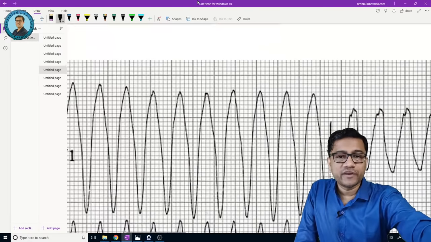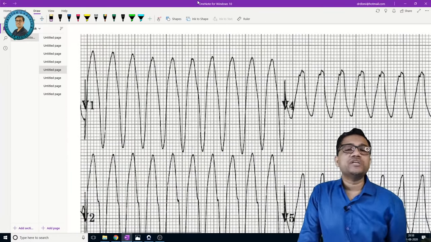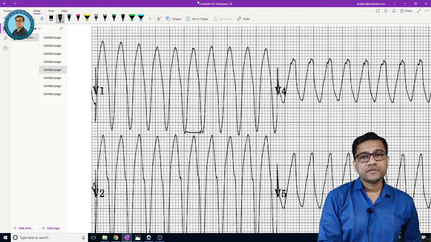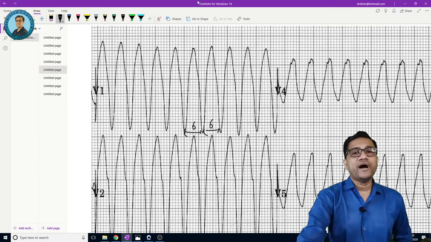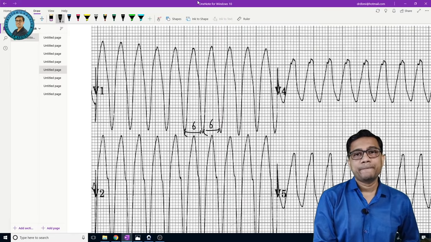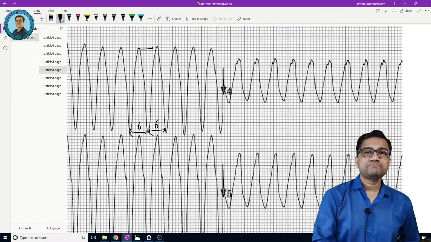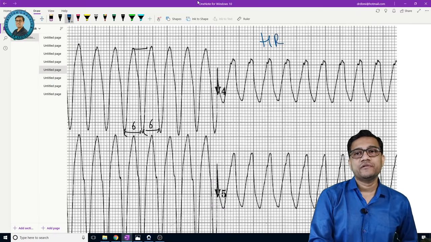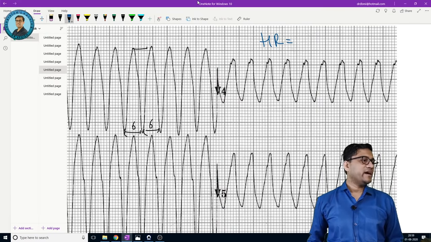Look at this one again. Yes, this is called concordance. It is called what? Again, can you see how many boxes? 6 boxes. Can you see 6 boxes? That means wide QRS. What is the rate? Can you calculate the rate? What is the heart rate here? Calculate heart rate.